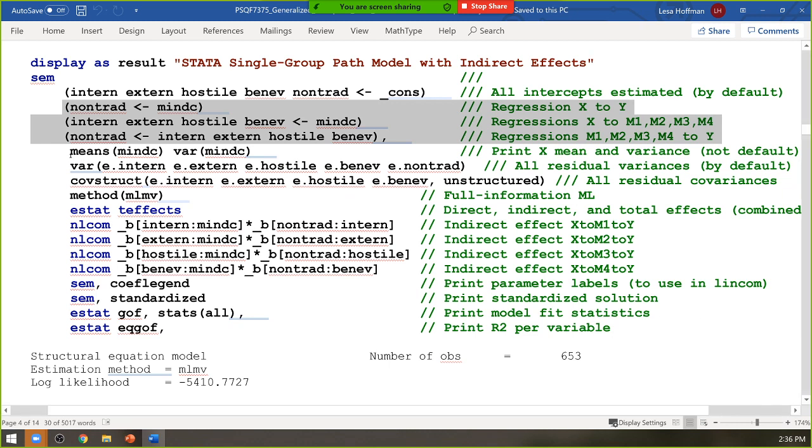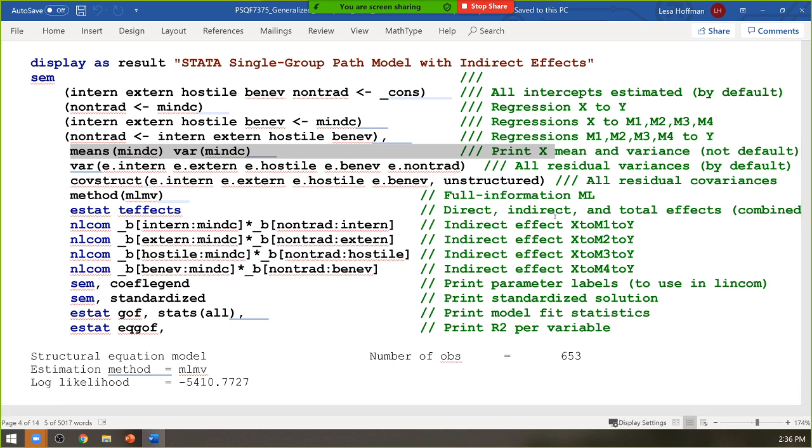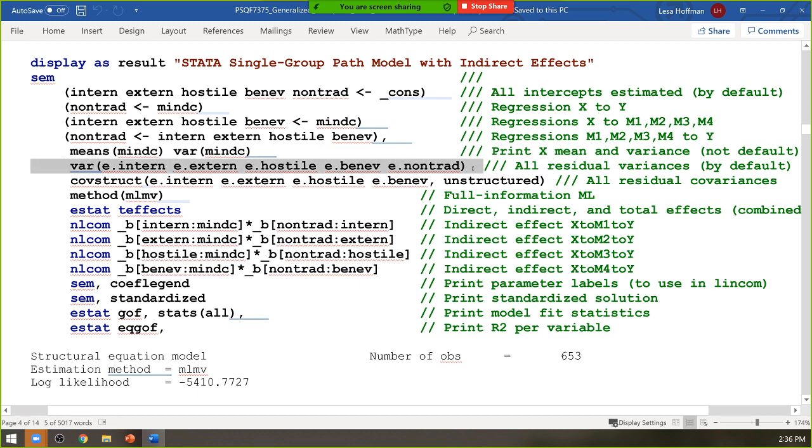I'm asking it to print the mean and the variance of mindfulness. So in contrast to M+, this is not actually changing anything about the model. In M+, it brings it into the likelihood. In Stata, it was already there. So this is just getting the same output that M+ provides. Each of the outcomes gets a variance that is estimated by default. You don't have to type that.